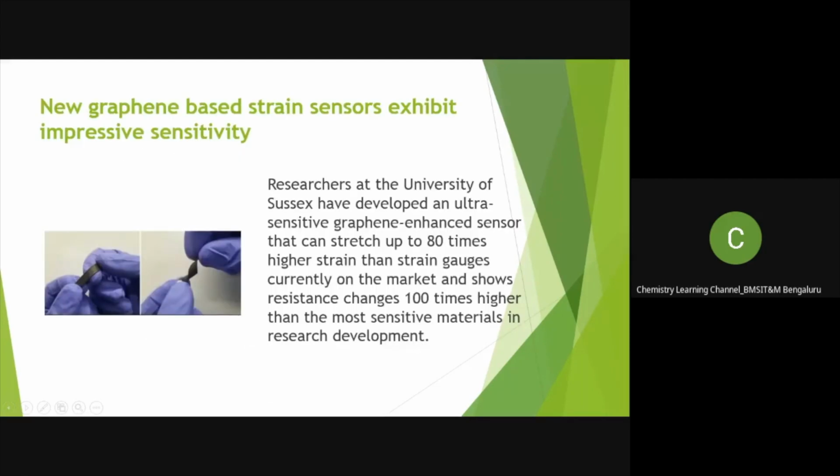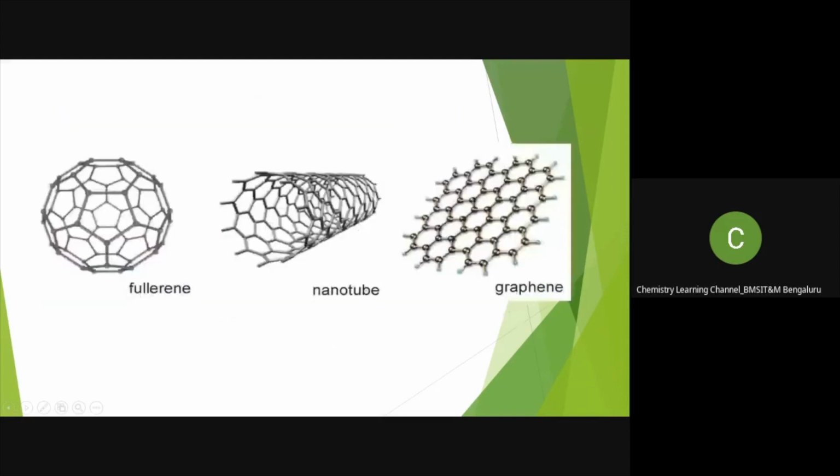So here scientists have recently developed an ultra-sensitive graphene enhanced sensor. So it has exhibited impressive sensitive properties, like more than 100 times. It shows 100 times higher sensitivity than most sensitive materials and exhibits more resistance as well. So the structures of all.